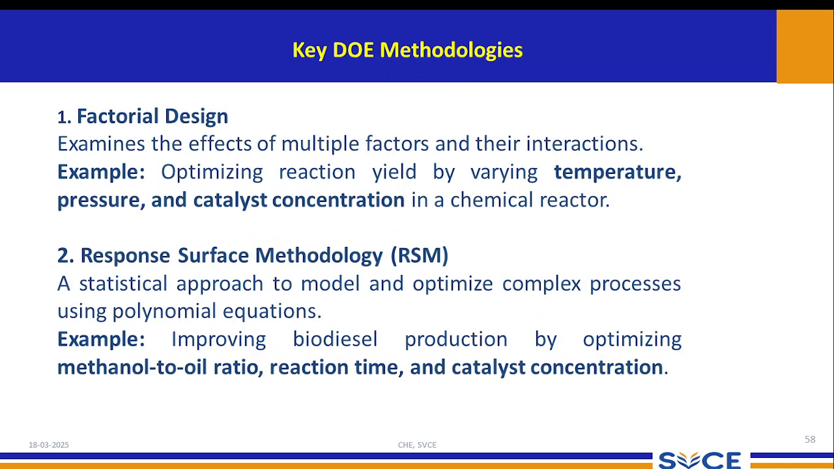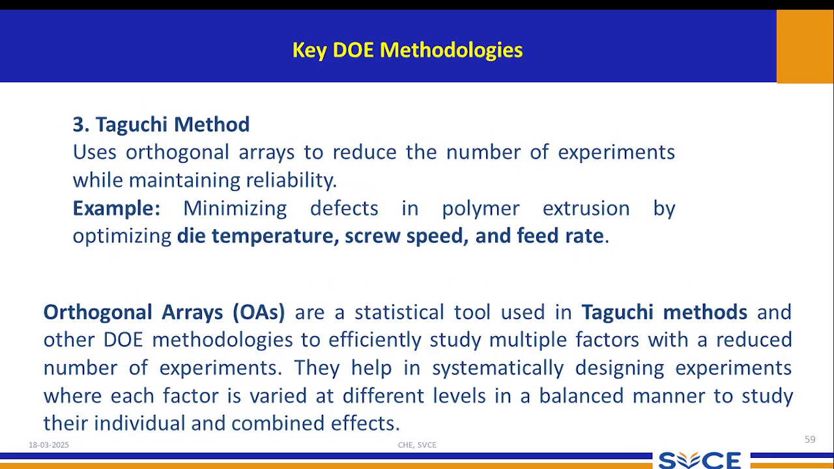Okay, so what are the key design of experiment methodologies? Factorial design, response surface methodology, Taguchi method. When do we need to go for these types of methods? The Taguchi method uses orthogonal arrays. So what is an orthogonal array? An orthogonal array is a statistical tool used in the Taguchi method and other design of experiment methodologies to efficiently study multiple factors with a reduced number of experiments. Underline the words with a reduced number of experiments. Whenever the number of experiments is reduced, what does it mean? You can identify the optimized point by doing fewer experiments.